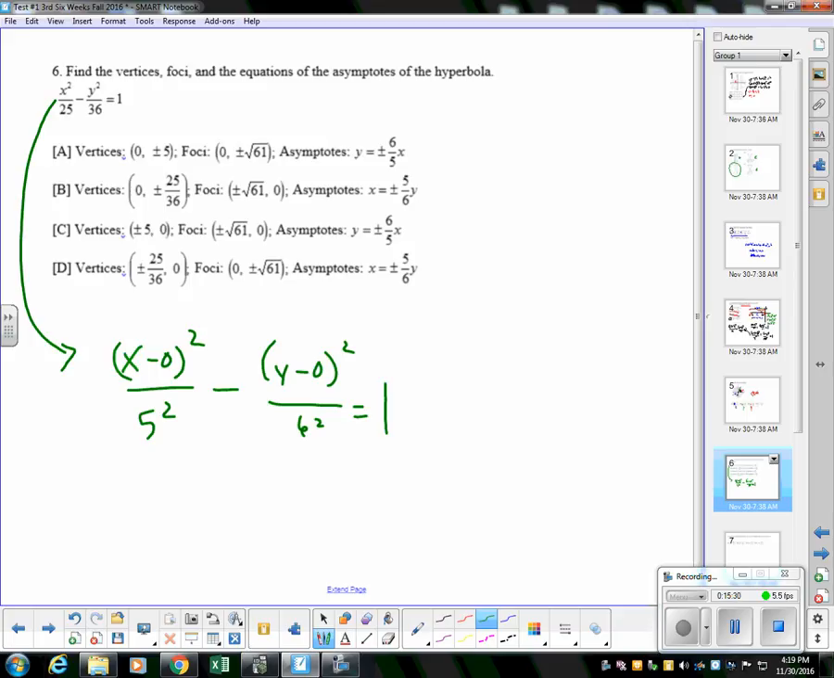This is a hyperbola. And if you look at the equation, the x comes first. X is first. We go from left to right, reading it. X comes before y.